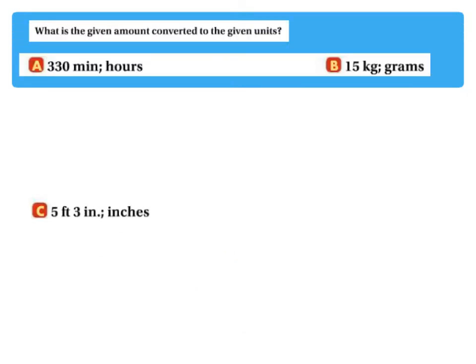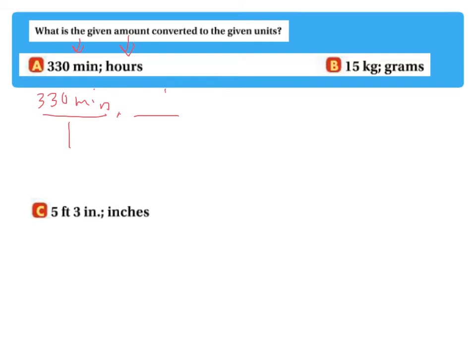Now with practice, I think we can always reduce ratios. But here, we're going to convert given the units. So we have minutes, and we want to convert to hours. So first what I'm going to do is write what's given to me, the 330 minutes over 1, because I'm going to multiply this. And first I'm going to write my division bar. And I want to end up with hours.